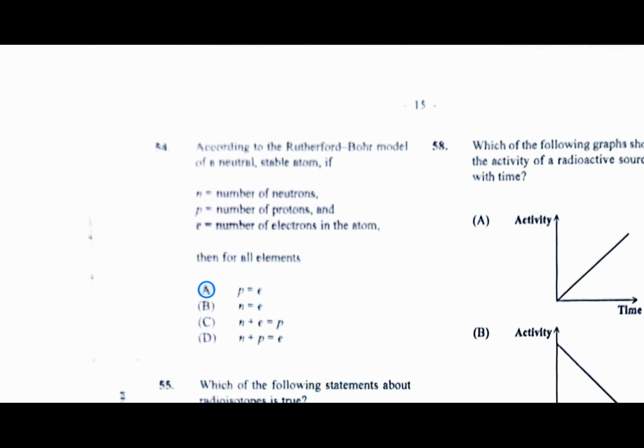54. According to Rutherford Bohr model of a neutral stable atom, if n is the number of neutrons, p is the number of protons, and e is the number of electrons, then for all elements, p must be equal to e. We're talking about a neutral. Neutral means not charged. And so if it's not charged, then the amount of positive charges, protons, must be equal to the amount of negative charges, electrons. Think of it like this. If you have +5 and -5, that would cancel off, right? So that'll be 0, that'll be neutral. It's the same concept.